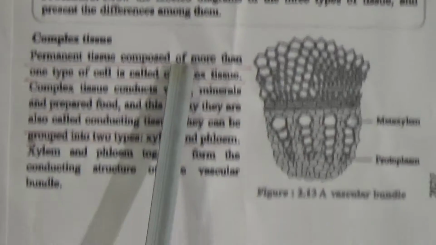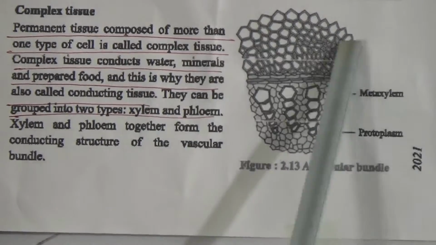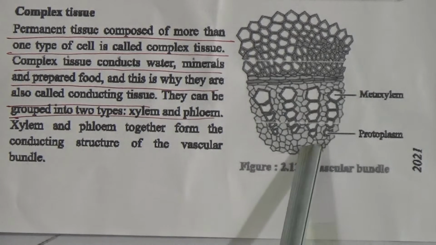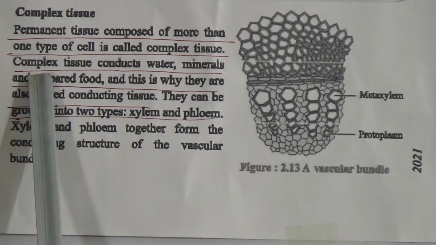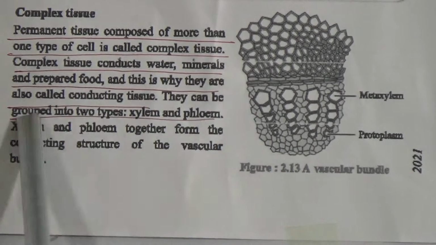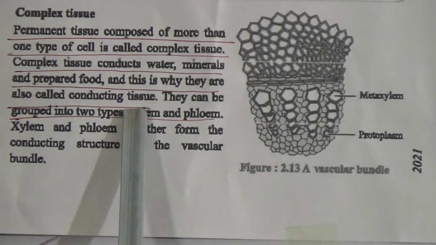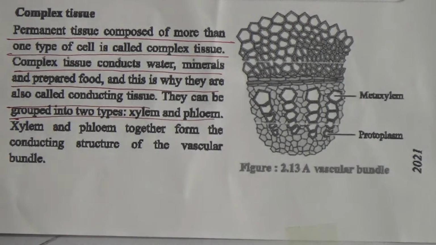Permanent tissue composed of more than one type of cell is called complex tissue. Complex tissue conducts water, minerals, and prepared food, and this is why it is also called conducting tissue. It can be grouped into two types, xylem and phloem.